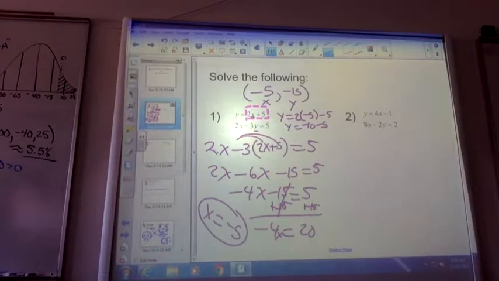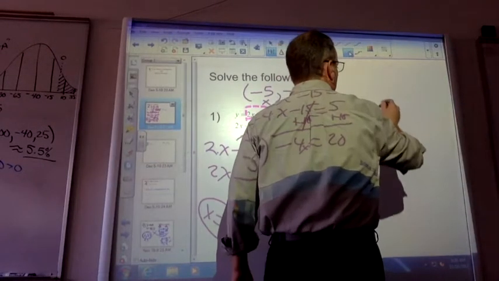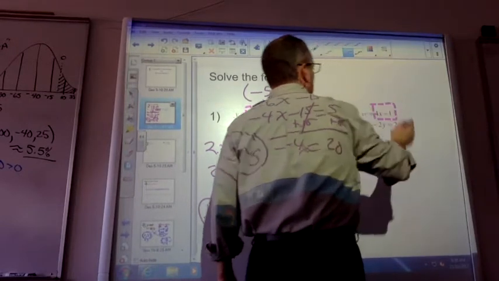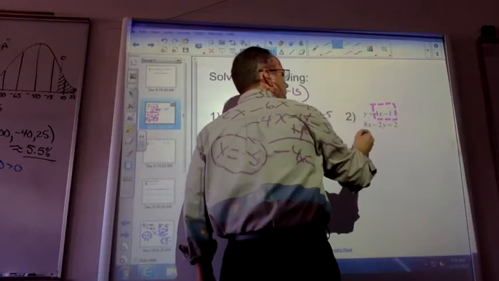Okay? Problem number 2, I have y equals 4x minus 1, and 8x minus 2y equals 2. Is one of them already presenting x equals or y equals? Y equals. Which equation, top or bottom? Top. So I'm going to take that top equation, and I'm going to plug that in where? There you go. Good. It's going to go in parentheses.